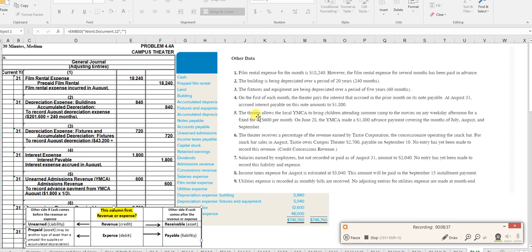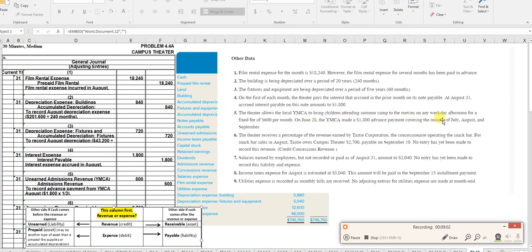Number 5, the theater allows the local YMCA to bring children attending summer camp to movies on any weekday afternoons for a fixed fee of $600 per month. On June 28th, the YMCA made an $1,800 advance payment covering the months of July, August, and September. Okay, so remember this is August 31st, and we are only adjusting for August.